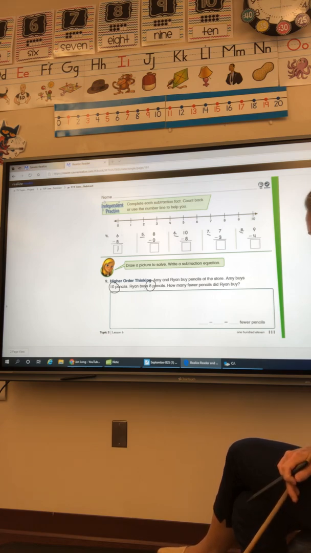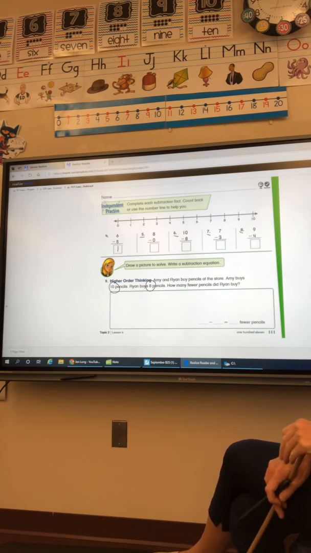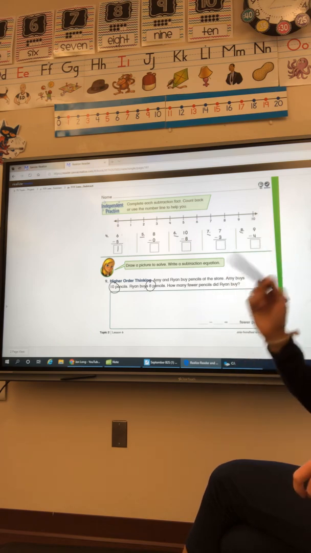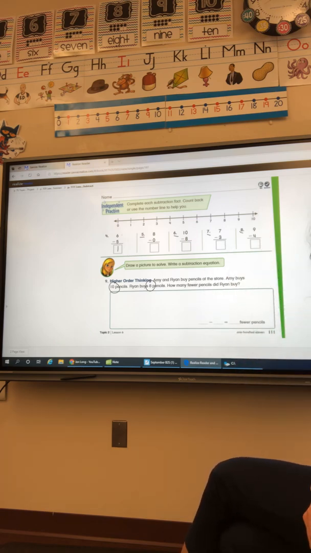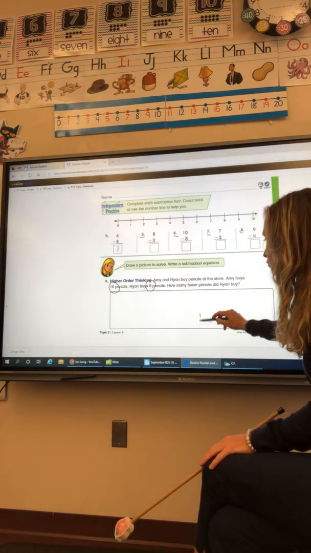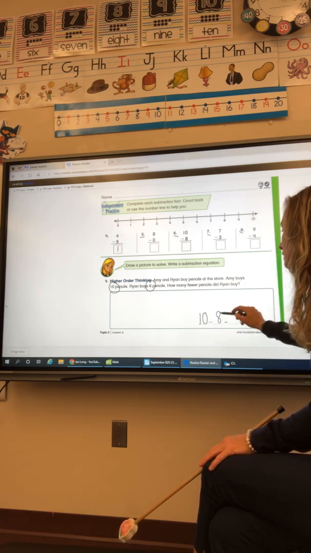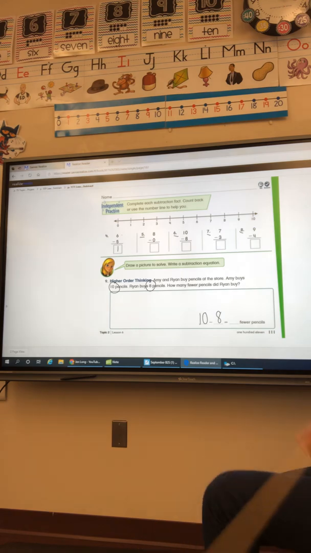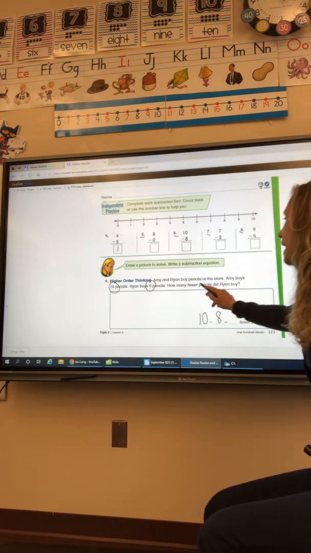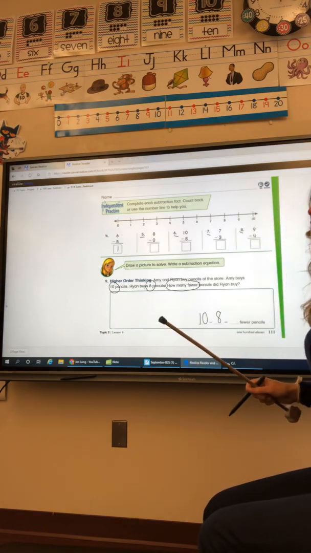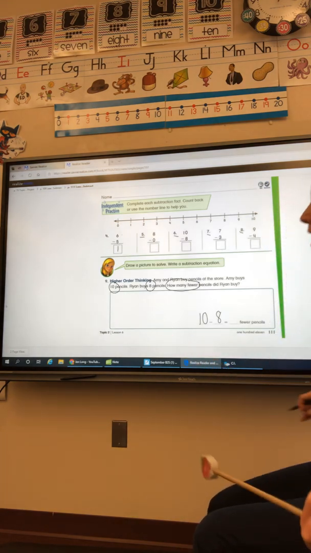Well, I'm going to put my numbers in my subtraction sentence. I'm always going to start a subtraction sentence with the biggest number. Here, 10 is the biggest number. I'm going to write 10 minus 8. Now you can do this a couple different ways. This says how many fewer. What they want to know is, what is the difference between 10 and 8?